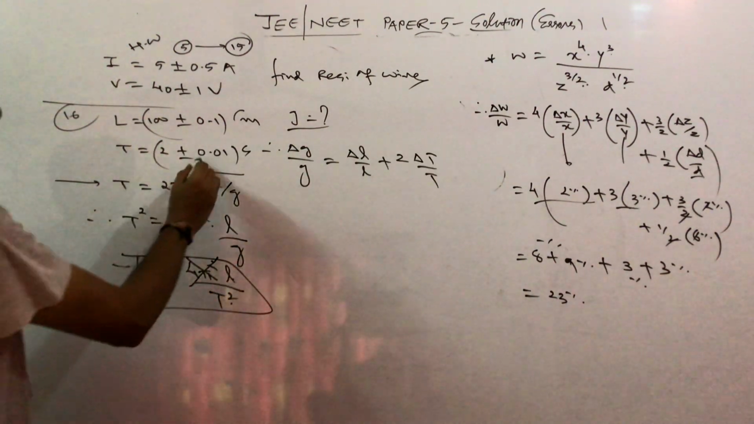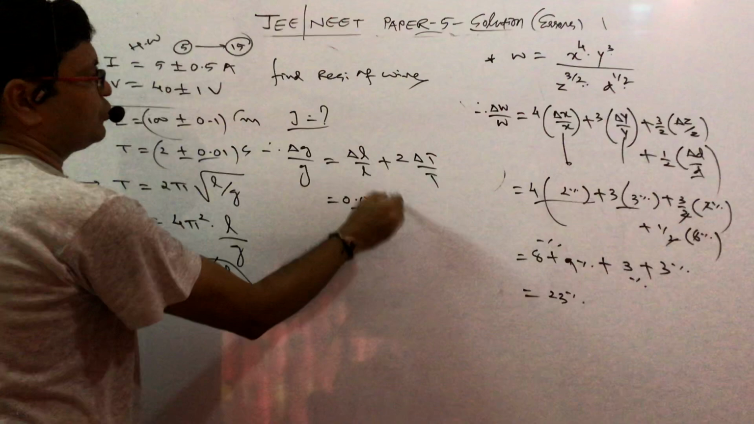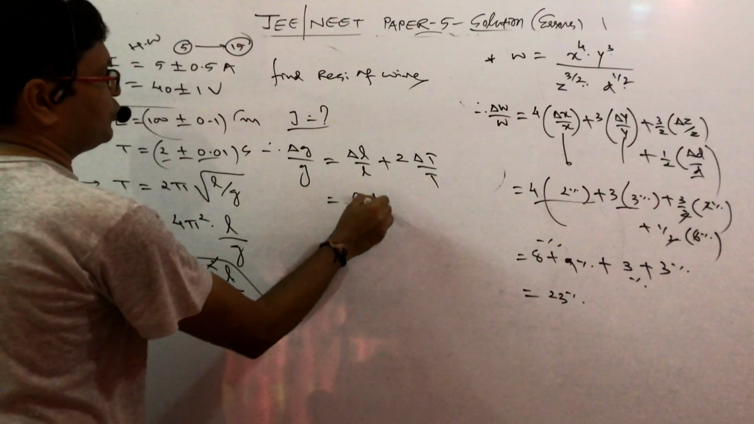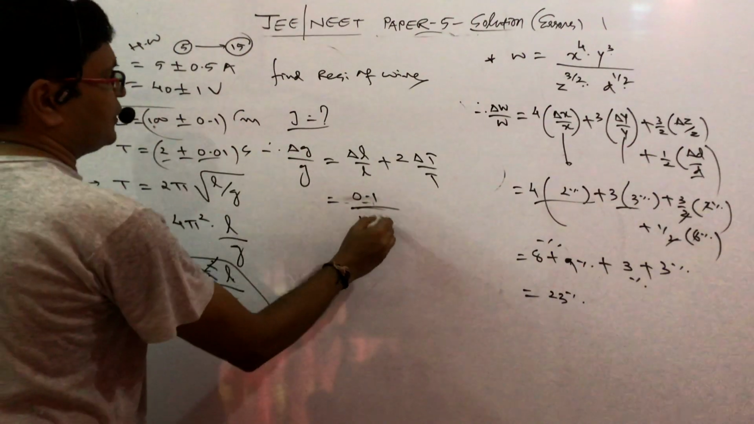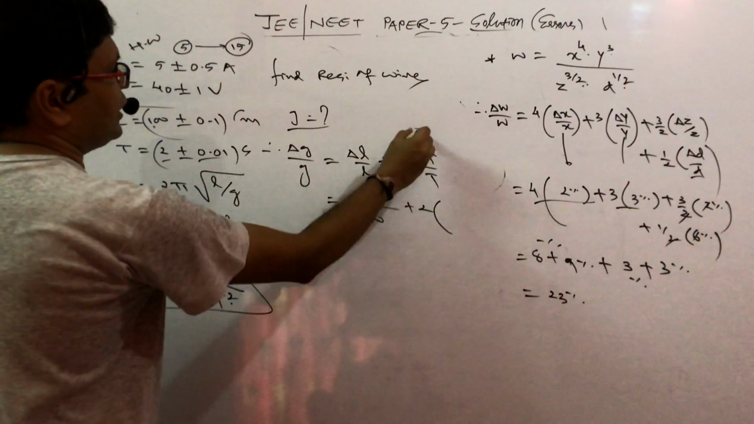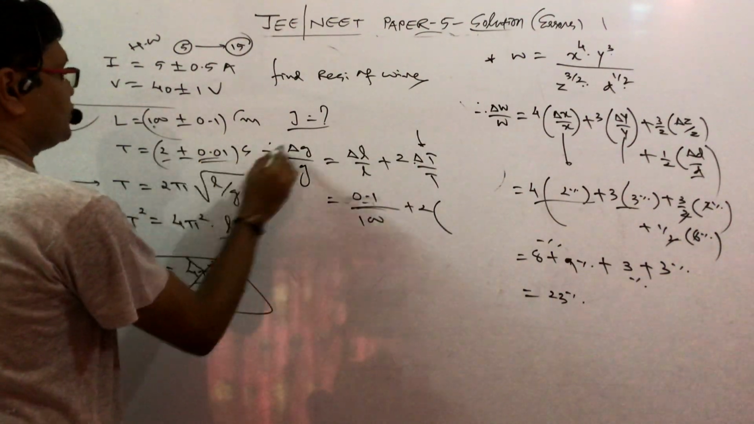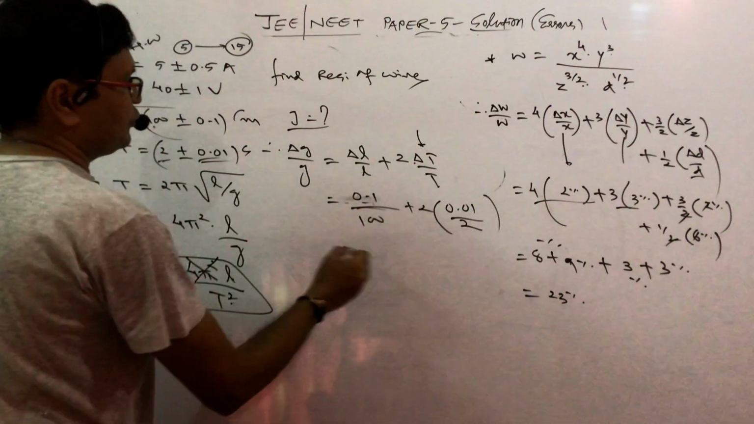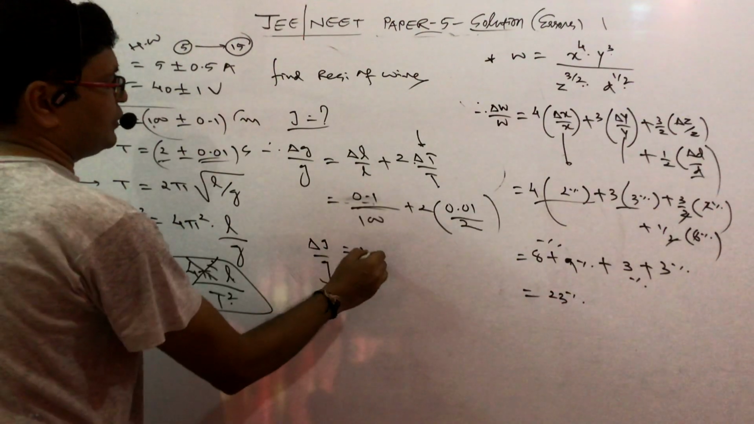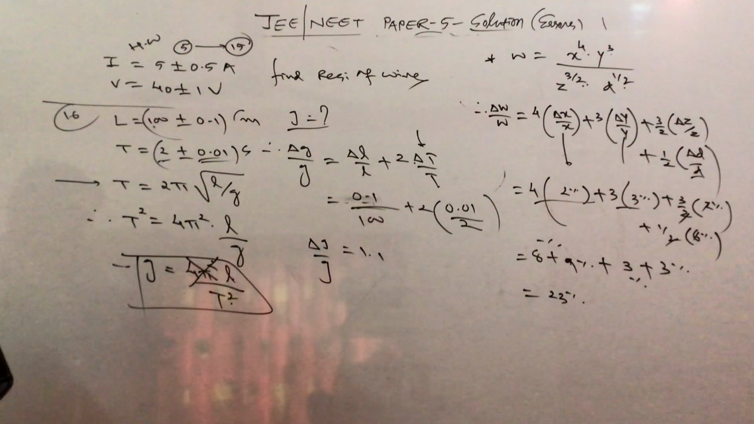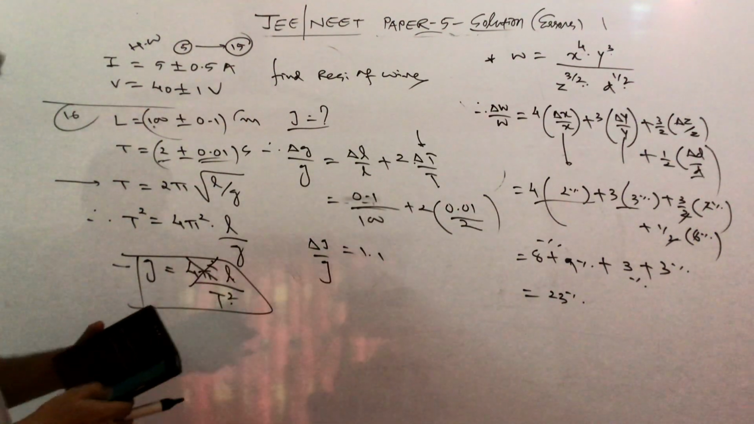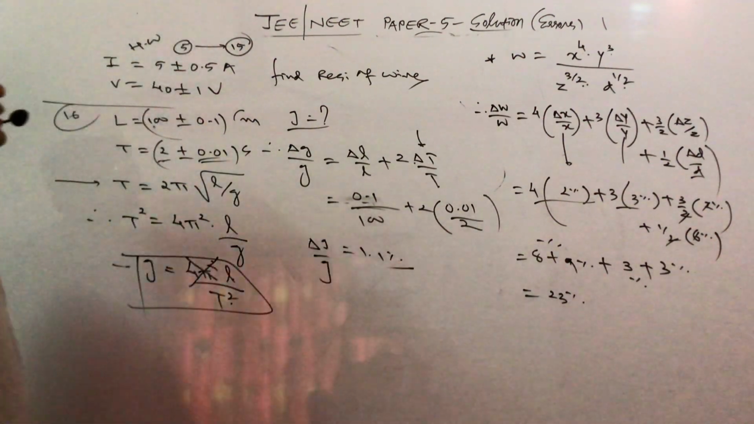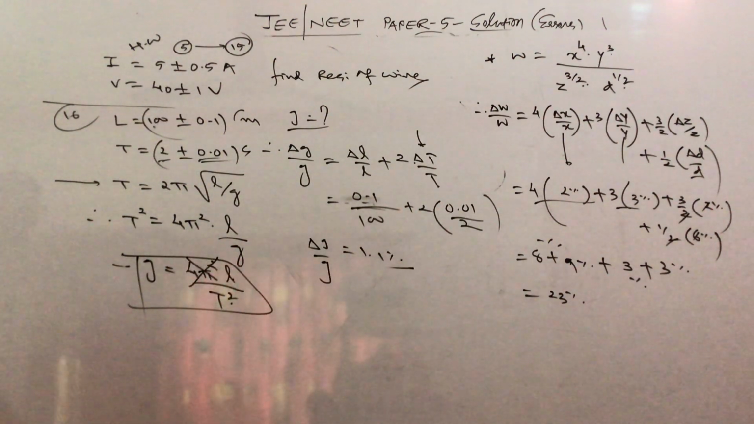Delta L, sorry there is a mistake, delta L is only 0.1 and L is 100, plus 2 into delta t, already 0.01 upon capital T, 2. If you simplify, we'll get the answer of 1.1 percentage. Question number 16, 1.1 percentage. So very interesting numerical, you can see, superb.